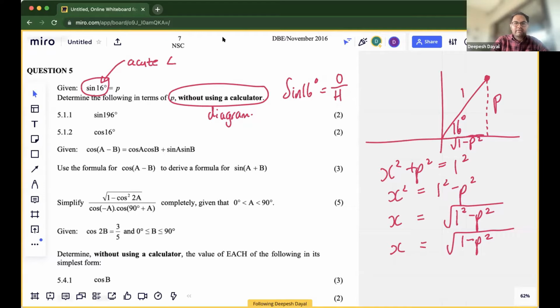Okay, so we're going to try the first one now. It says sine 196. I'm going to give you 2 minutes to try that out and tell me what sine 196 is in terms of p.